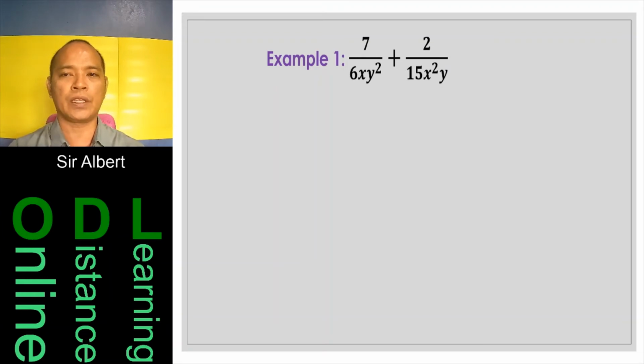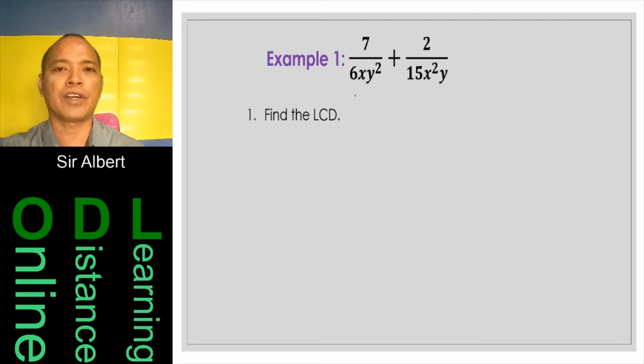To illustrate these steps, let's take a look at the first example, which is 7 over 6xy squared plus 2 over 15x squared y. The first step is to find the LCD. So, to find the LCD, we consider first the numbers 6 and 15. We think of the smallest number that can be divided both by 6 and 15, and that would be the number 30. Double check, 30 divided by 6 is an exact number, and 30 divided by 15 is also an exact number.